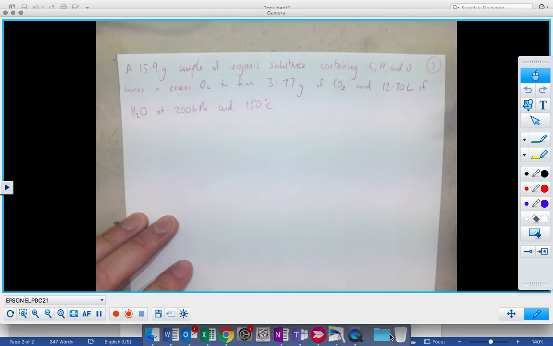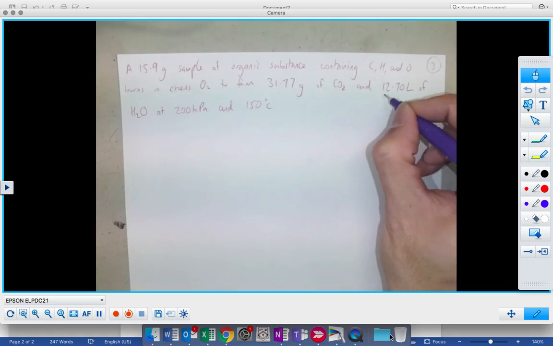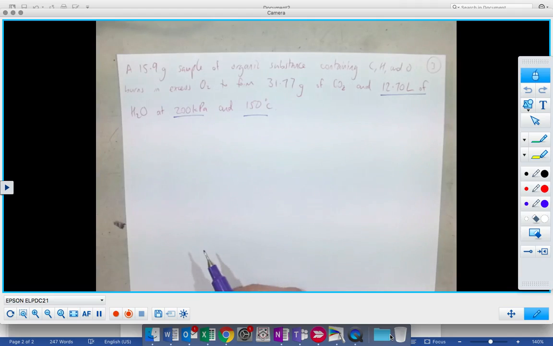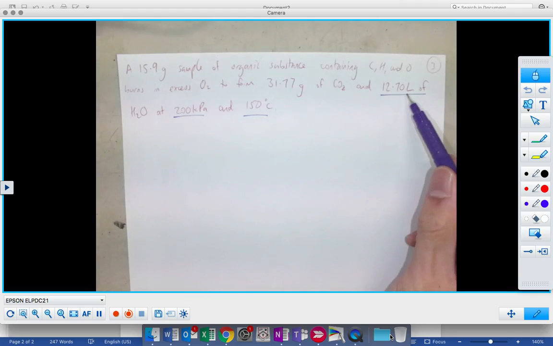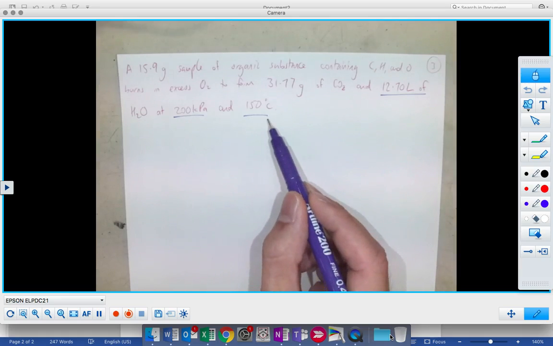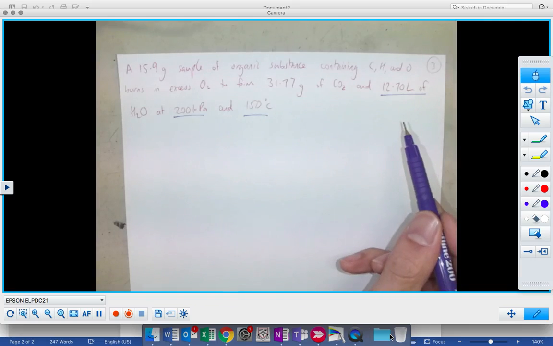A 15.9 gram sample of organic substance containing C, H, and O burns in excess oxygen to form 31.77 grams of carbon dioxide. And look here, now we've got a little bit of different information for the water. The 12.7 litres of water at 200 kilopascals and 150 degrees Celsius. So this is water as a gas.